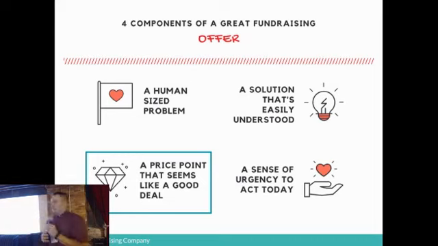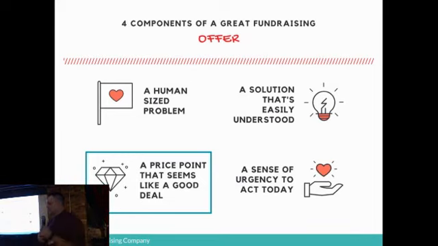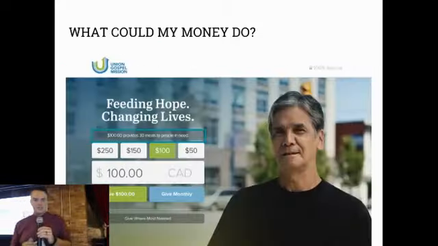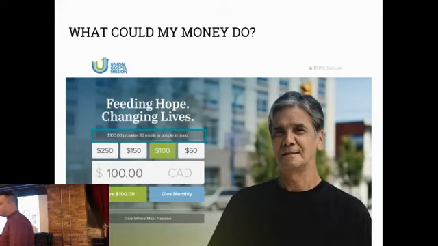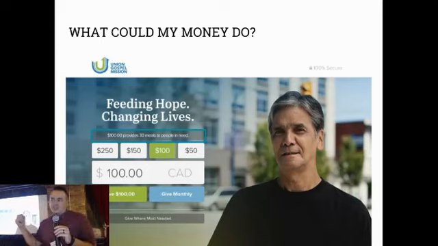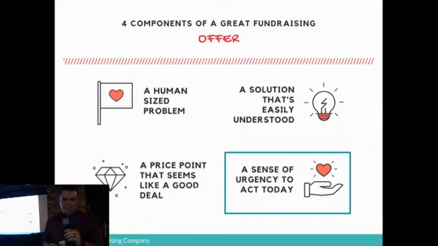So, a human-sized problem, and a price point that seems like a good deal. Again, talking in concrete ways, here's an example of a Vancouver charity that does great digital fundraising. They calculate everything into meals roughly, so someone can go, oh, I can help 30 people for $100. It's great. I think there's a philosophical argument about what this means, and are we creating really needy donors, and are we lying to them? We can discuss that. What I do know is this works every single time because it helps answer the question, what will my $100 do? And then a sense of urgency to act today.